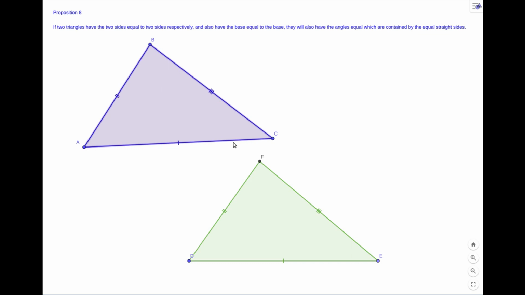And so because those angles coincide, Common Notion 4 tells us that they are going to be congruent, and hence that our triangles themselves will be congruent.